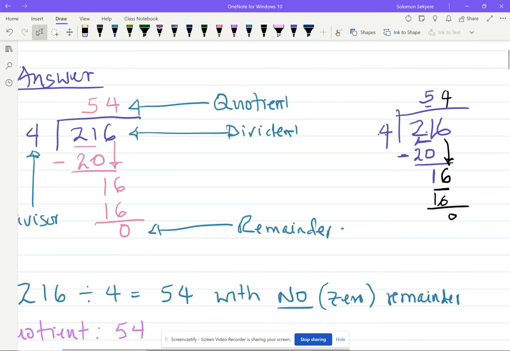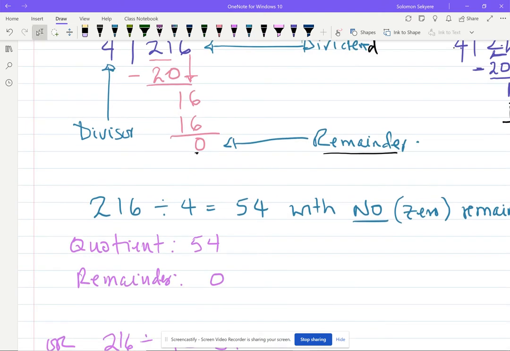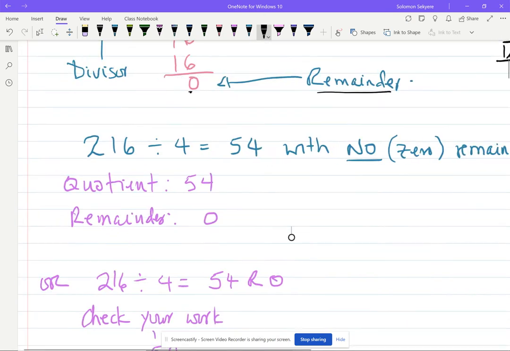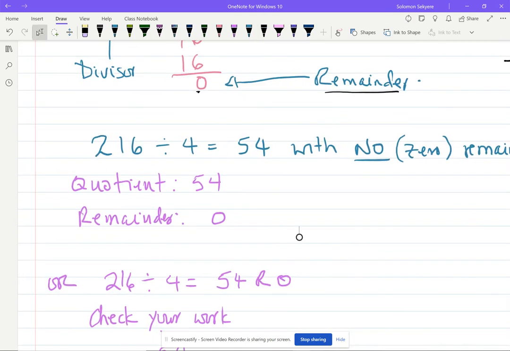What do we call these numbers here? The 54, we call it our quotient. 4 is the divisor. 216 is called the dividend. Write these down in your notebook. And finally, the number that is left is called the remainder. In this case, we have no remainder, 0. So we say 216 divided by 4 is 54 with no remainder. Quotient is 54, remainder is 0.